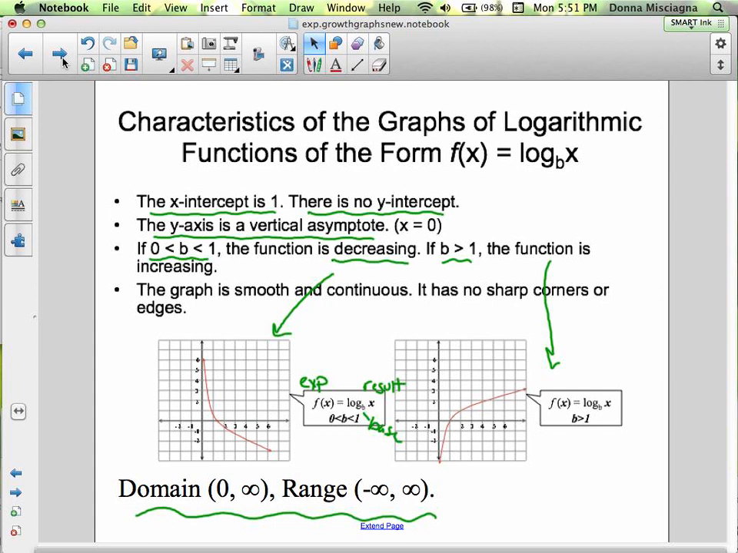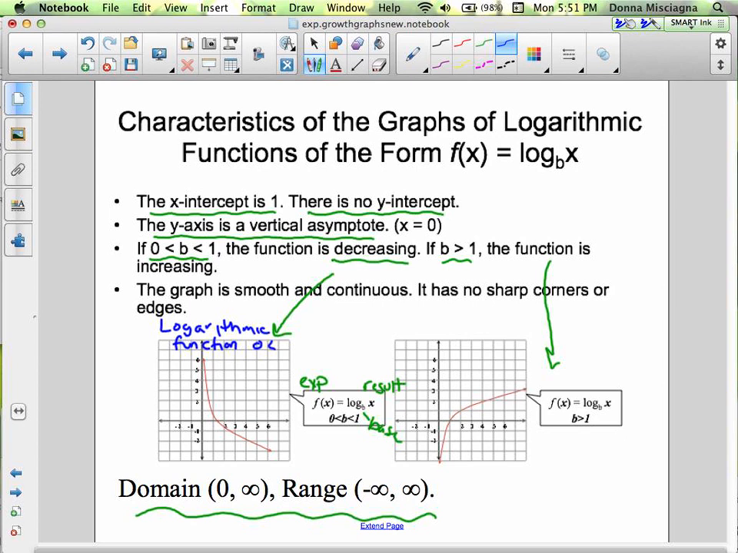All right, so at the bottom here we have logarithmic decay. Well, we don't usually refer to it as logarithmic decay, but here's a logarithmic function, and the base is between 0 and 1. And here we have a logarithmic function.